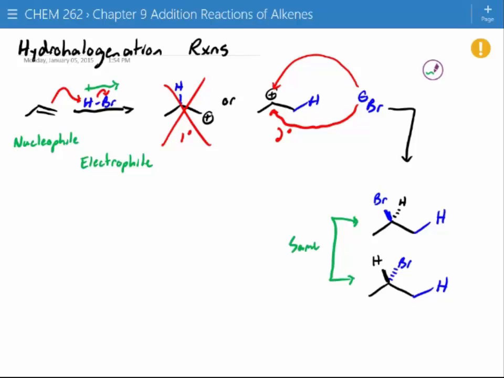So this is all it really is for hydrohalogenation. The cool thing about this is if you look at the double bond, the bromine adds to the more substituted side and the hydrogen adds to the less substituted side of the double bond.